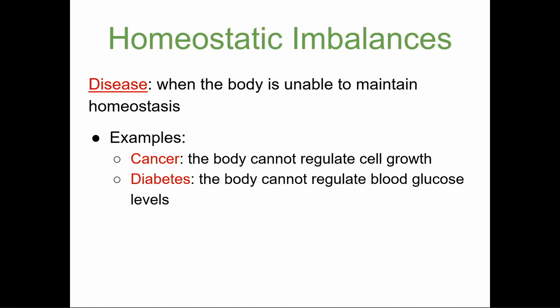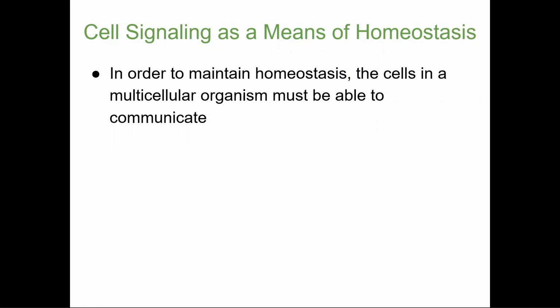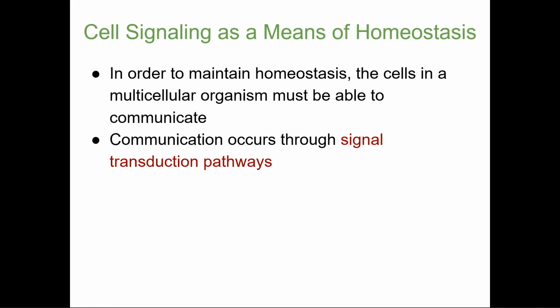Okay. So if we think about cell signaling and how that relates to homeostasis, then we have to be able to communicate between cells across the body, from head to toe. And what that means is that communication goes through what we studied 2 weeks ago, which was signal transduction pathways. And again, remember we talked about how hormones can also cause signal transduction.